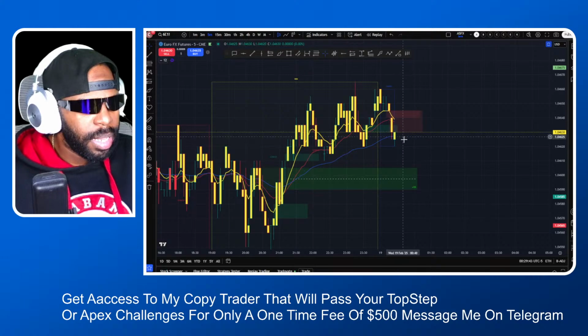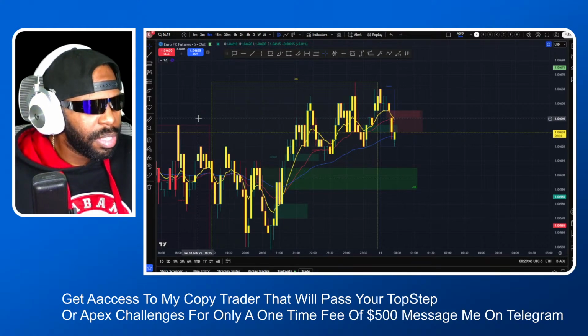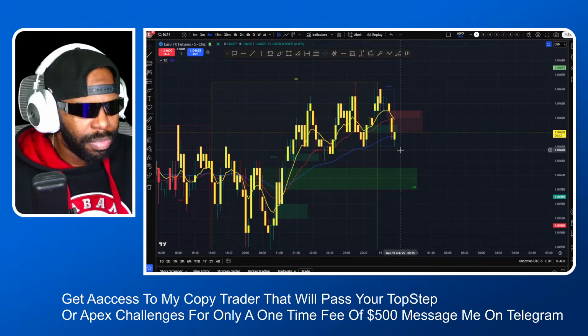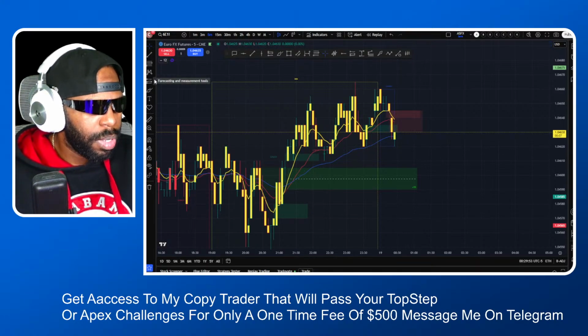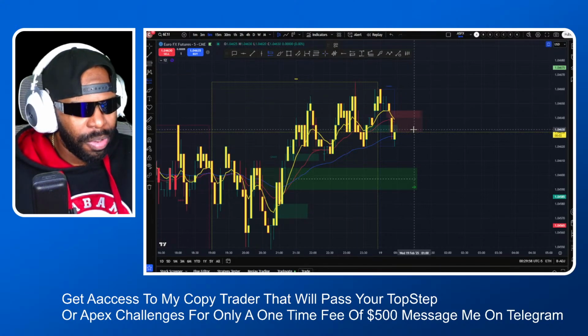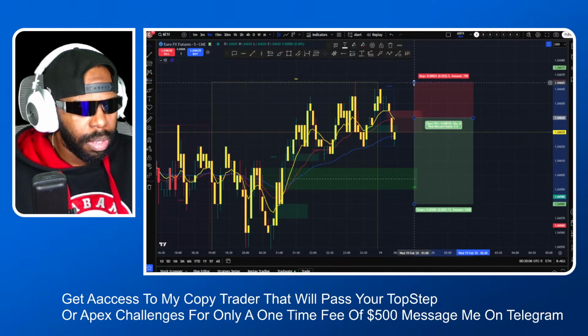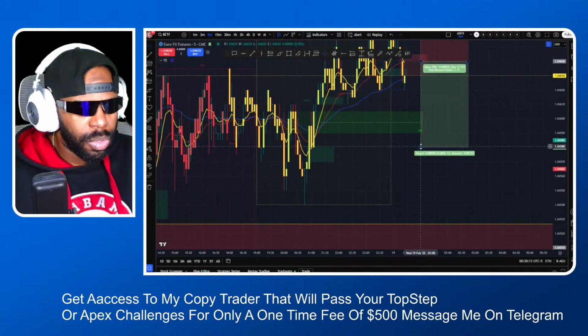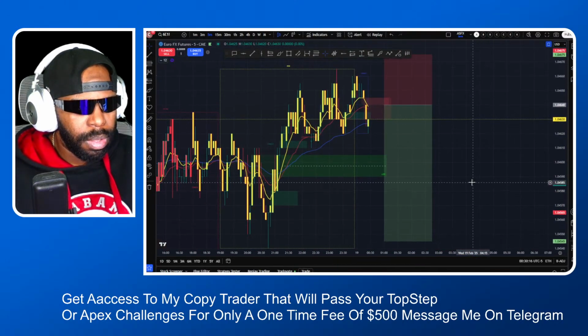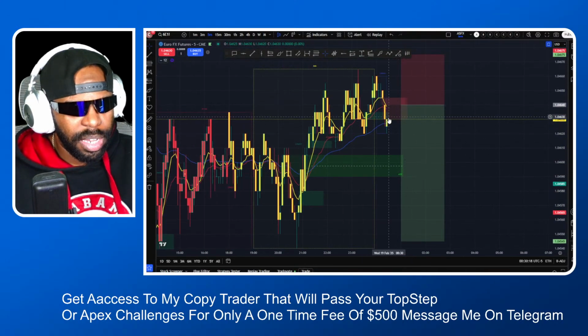Once I get a change of character here, like once price breaks this level right here, it'll probably be a change of character. What I would like to happen is, if I were to take the trade, and I'm not going to take this trade because I'm already in trades right now, but I would like to take the trade right there and put my stop right there above the Asian high. And then I would probably take it down to that level here. That's if we get a change of character.